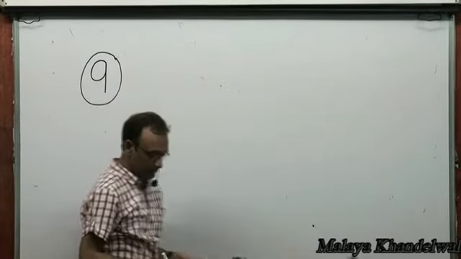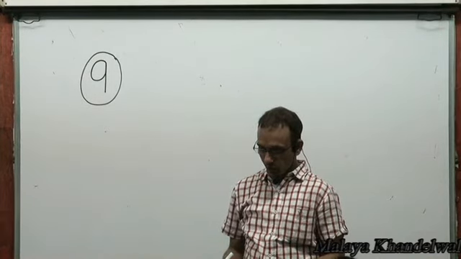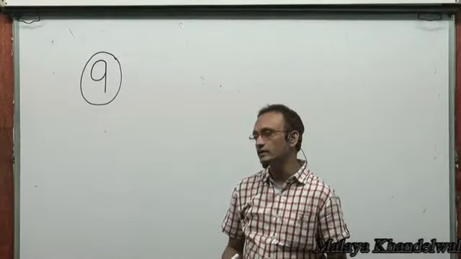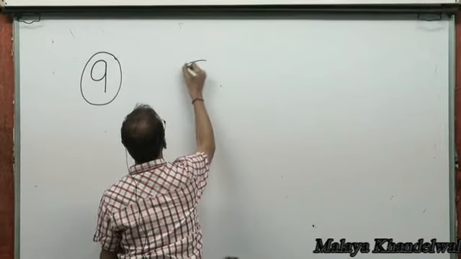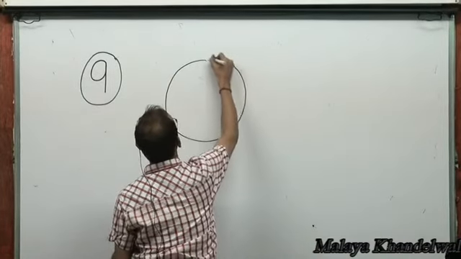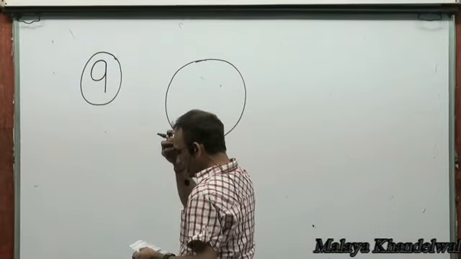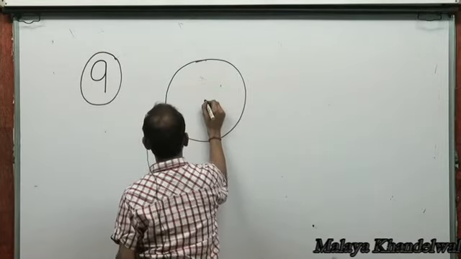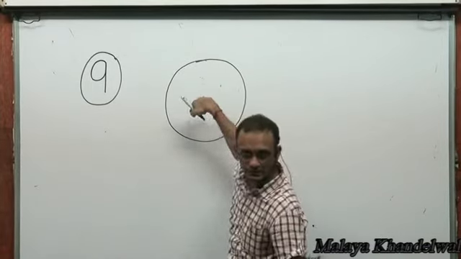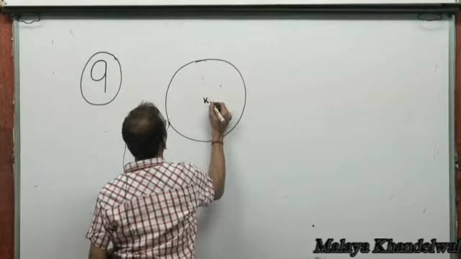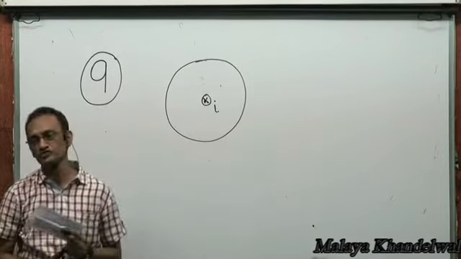Problem number 9. So there is a circular ring. And it carries a current carrying wire. There is a current carrying wire passing through the plane of the ring, through the center. Say it carries a current I. A long wire carrying a current I through the center of this ring.